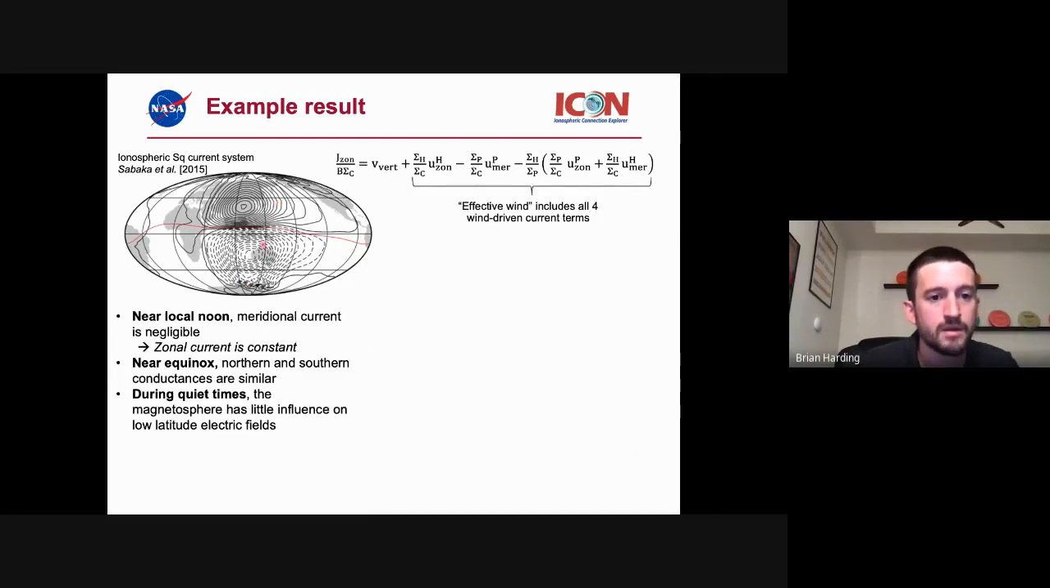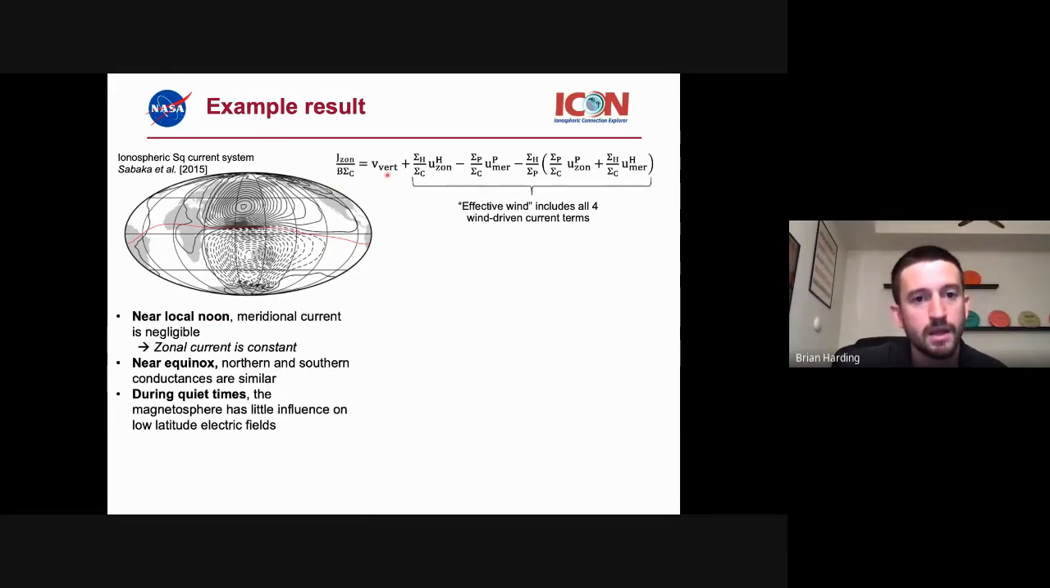ionosphere. The meridional current is negligible near local noon, which means that the zonal current must be constant, okay, by current conservation. Near equinox, the northern and southern conductances are similar, so you don't expect one hemisphere to be driving in a dominant way. So here we'll just focus on the northern hemisphere observations. Mighty's looking for the most part northward. And during quiet times, we can really isolate the effect of the lower atmosphere because the high latitude potential really doesn't affect the currents.